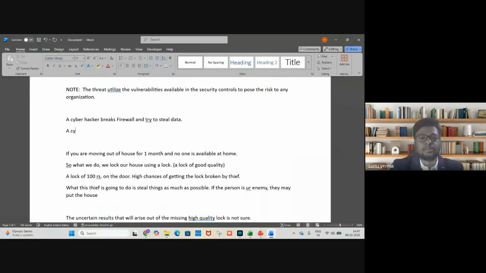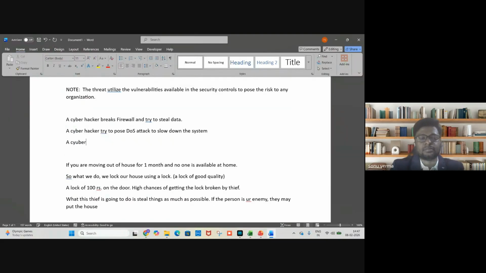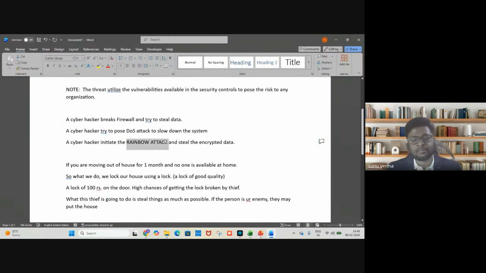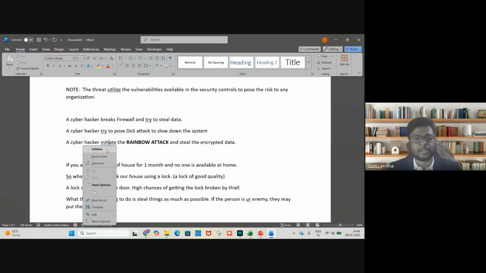Now, a cyber hacker tries to pose a DOS attack to slow down the system. A cyber hacker initiates the rainbow attack and steals the encrypted data. Now, does anyone have an idea what exactly the rainbow attack is? Any idea? Anyone?